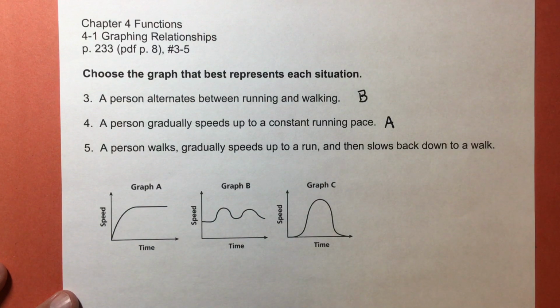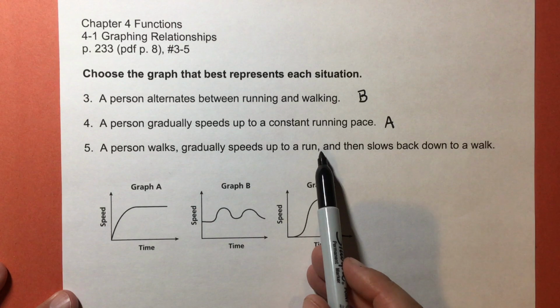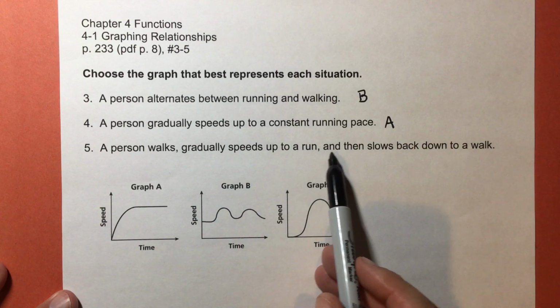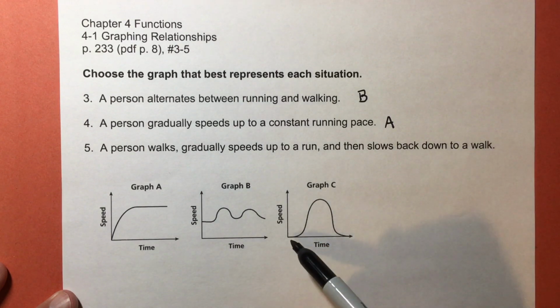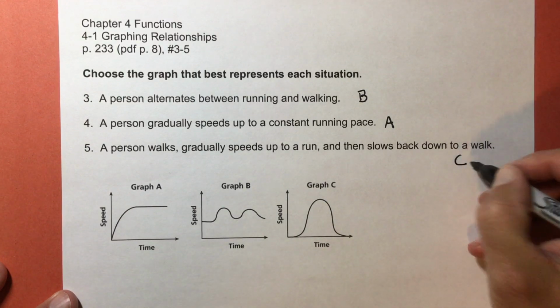It's not too hard to figure out what 5 is, but let's talk about it anyway. A person walks, gradually speeds up to a run, and then almost immediately says, nope, can't do it, slows back down to a walk. That looks like what this graph is going to look like. So that would be graph C.